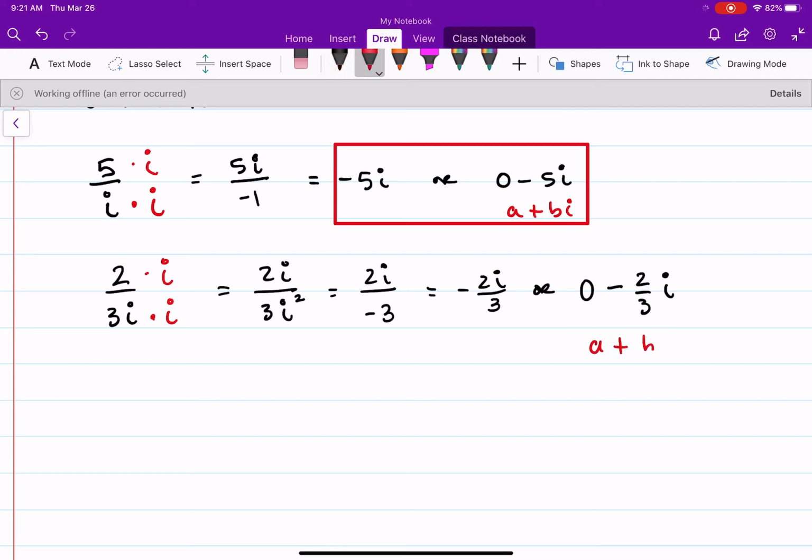A plus bi. So this 2/3 i is almost like when we were looking for slope after solving for y in y equals mx plus b. We wouldn't say 2x over 3, we would say 2/3 x as the mx part of y equals mx plus b, okay?